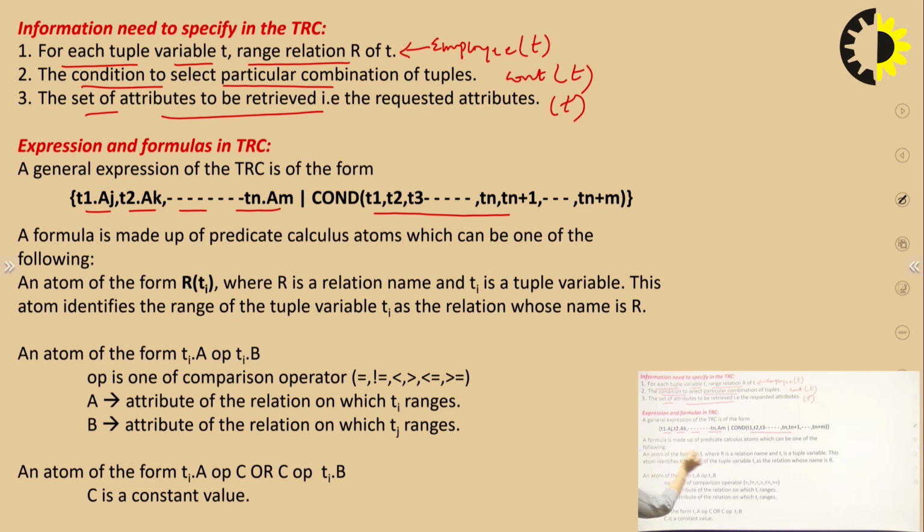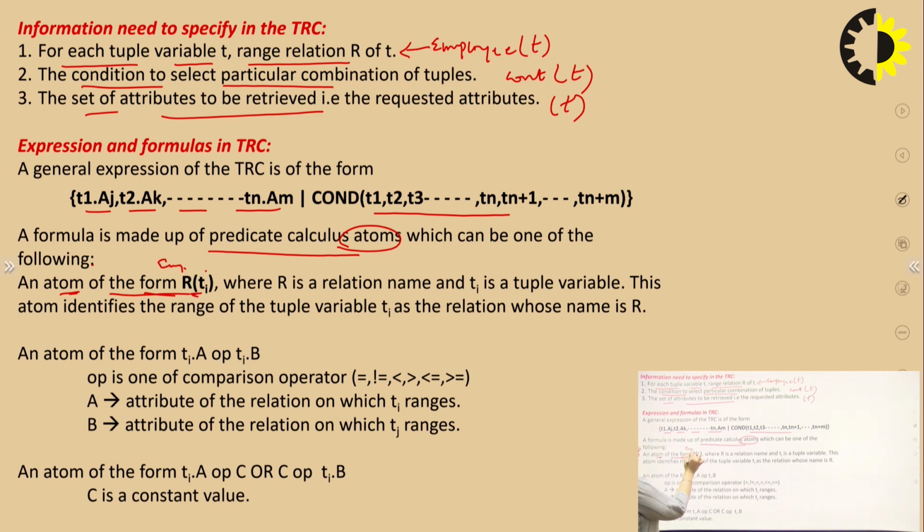The formula is made up of the predicate calculus atom, which can be one of the following. So we want to know what atoms are. Atoms are of the form R(Ti). That means you are fetching a table, and from that table you are fetching some number of tuples or attributes. So this is known as an atom. An atom is a form of relation table.